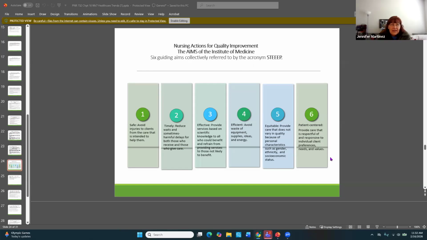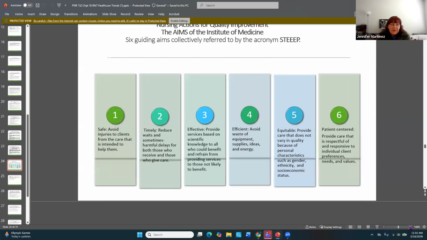So, the nursing actions for quality improvement. Again, some of the things that we can do, and I'll make this bigger because I cannot see it. We talked about these already, the STEEEP. So avoiding injuries to clients, reducing waits and sometimes harmful delays, providing services based on knowledge, avoiding waste of equipment, providing care that does not vary in quality, and being patient-centered.